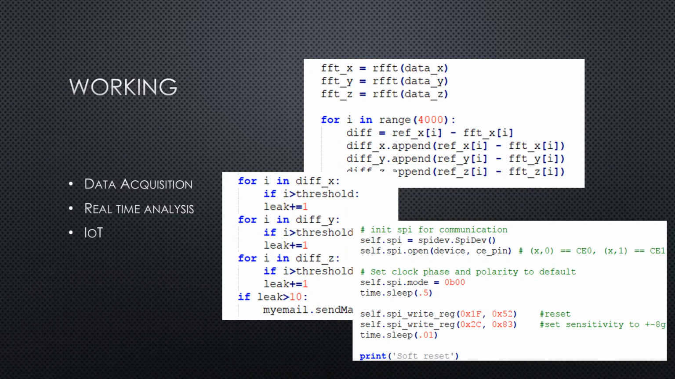Then, the threshold will be applied to the subtracted spectrum. If the magnitude of any frequency is crossing the threshold, it means that these are the frequencies that are being affected by the leak. Then the emailing code will be triggered to send the alert email, which is the IoT stage of the system.